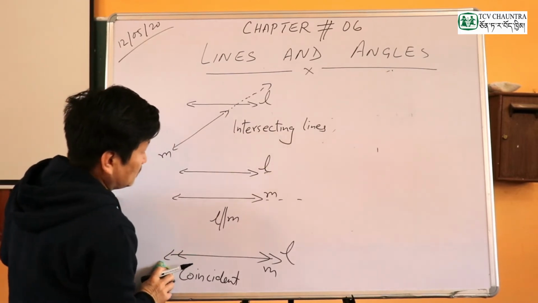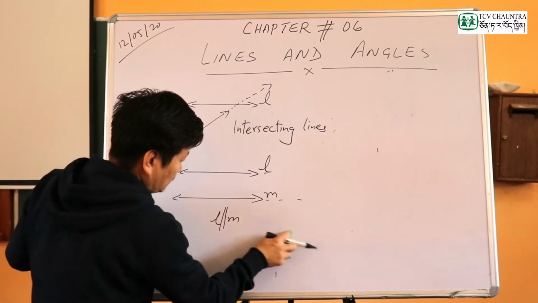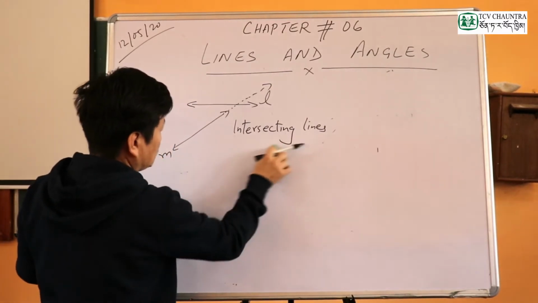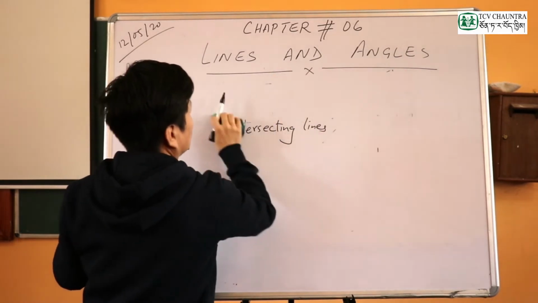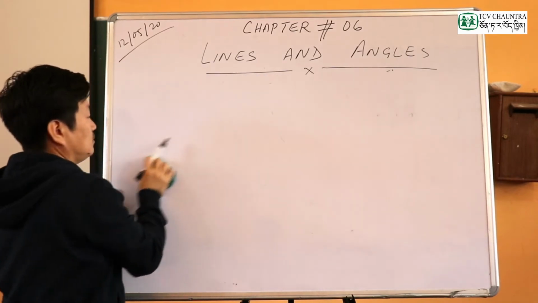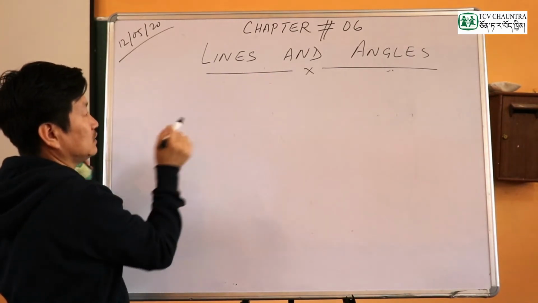Now the introduction to angles. Lines are named with capital letters for points, and small letters for lines.